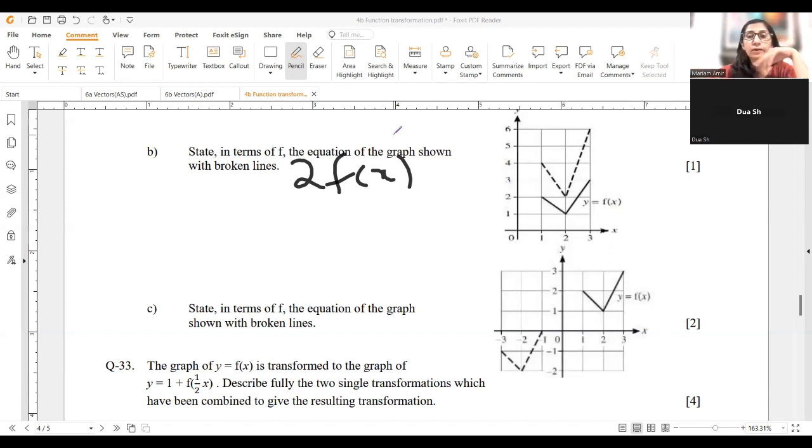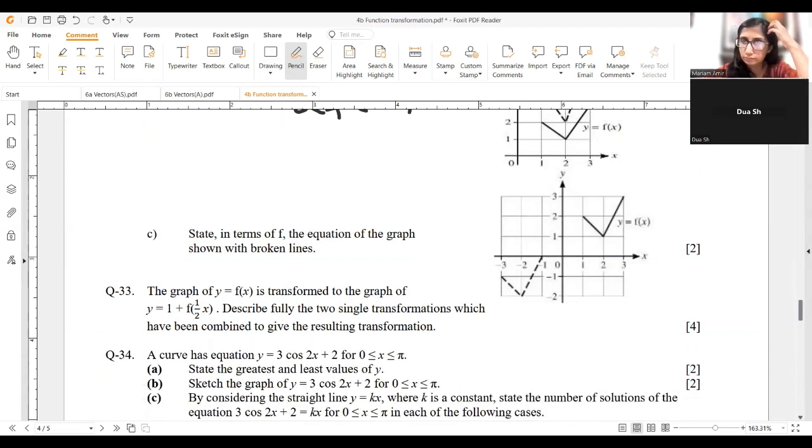All right, part C. State in terms of f the equation of the graph shown with broken lines. What's happening here? I think translation and reflection are both happening. I feel it's just translation. It's moving right and then it's moving up. If reflection were happening, the shape would have changed. It's not reflecting.